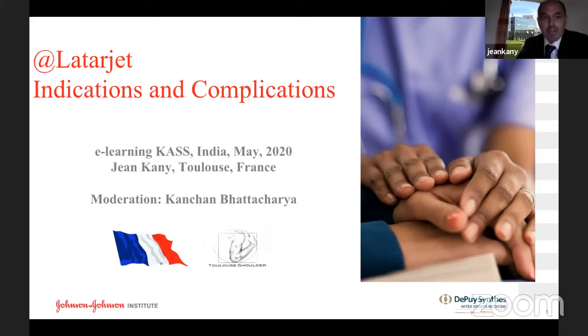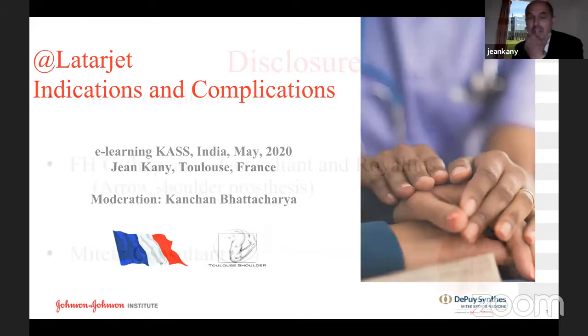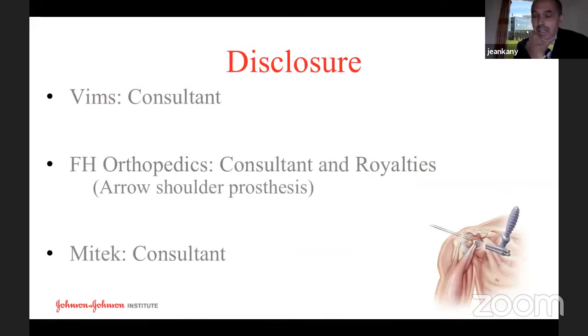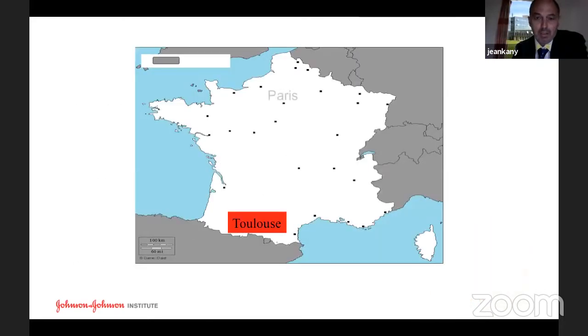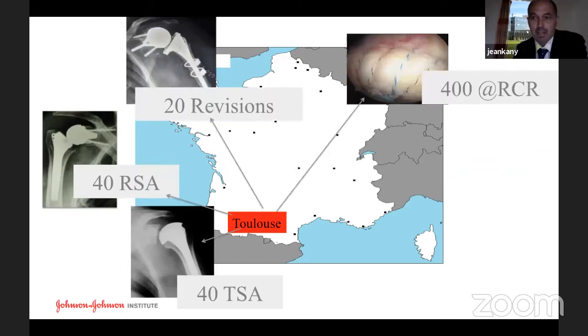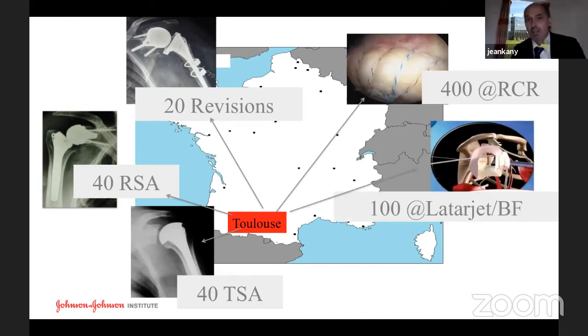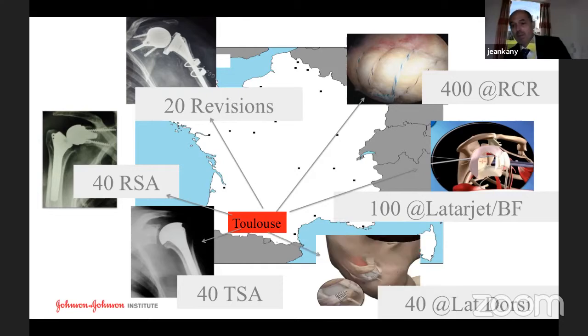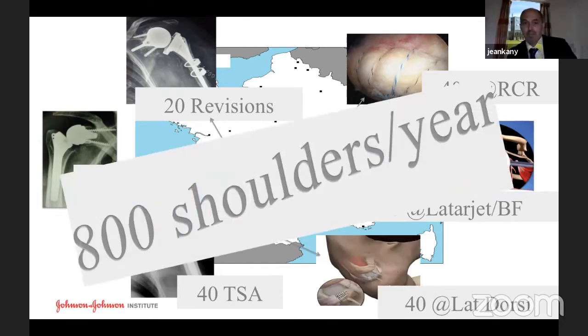I will talk about arthroscopic Latarjet, indication and complications, but I will tell you why, as I told you just a few minutes ago, I stopped quite totally soft tissue procedures. I am a Mitek consultant, but my choice of Latarjet does not depend on my consulting. I am living in Toulouse, the city of Airbus industry, and here is the number of cases I do. Shoulder total arthroplasty, 400, and Latarjet, 33 procedures a year, and about 40 arthroscopic Latarjet. That means my experience is about 8 shoulders a year.